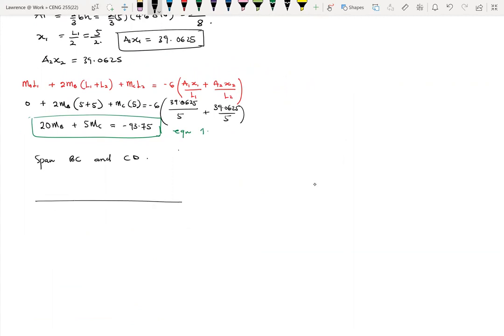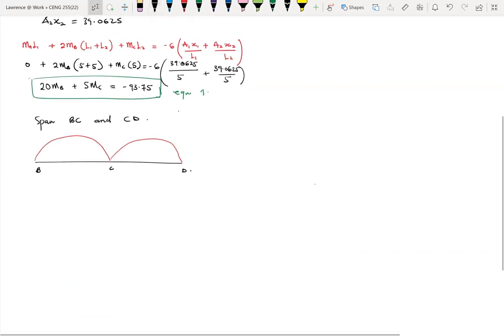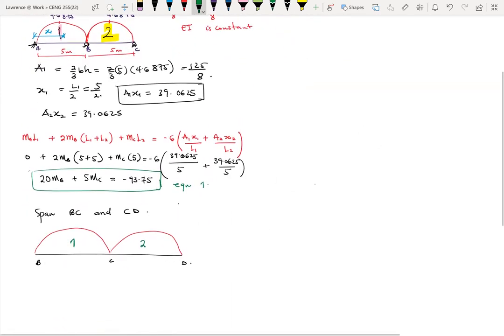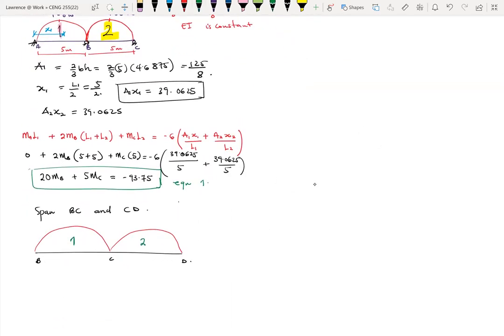Again, if the 2 spans will give us the same bending moment diagram, nothing will change because it's the same loading and the same measurements. All right, so the same. So here, this becomes section 1. Always the section on your left is section 1, and the section on your right is section 2.